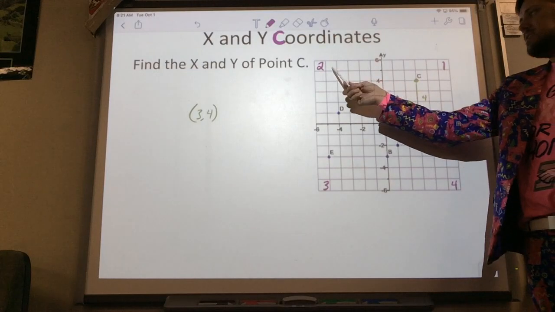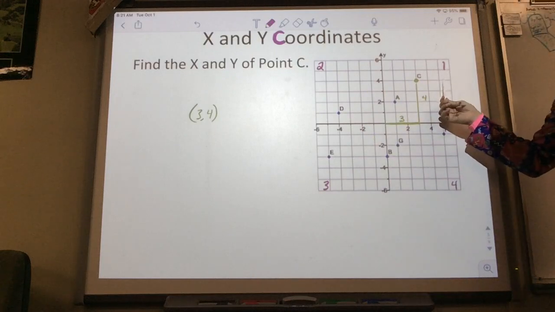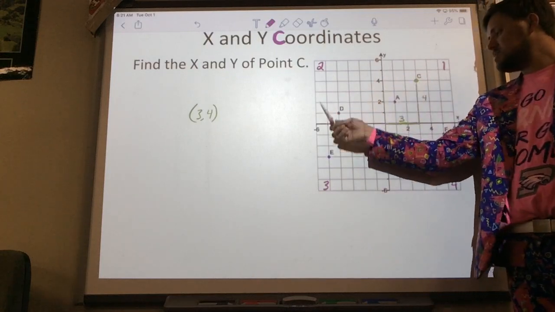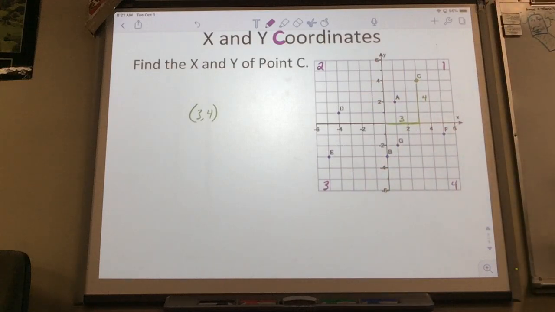A lot of people think it's 1, 2, 3, 4, right? Okay, that's what a lot of you were telling me too here because you were doing that. It goes in a C shape, so 1, 2, 3, 4. Okay, so this is in quadrant 1.